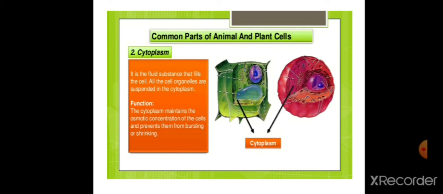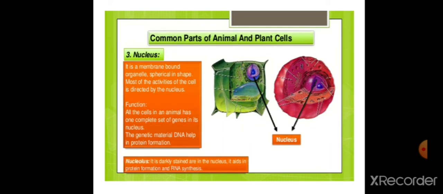I hope it's clear so far. Moving on to the next organelle, that is nucleus, the most important one. Nucleus is a membrane-bound organelle which is spherical in shape. Most of the activities of the cell are directed by the nucleus. All the activities that a cell performs, right? It is all directed by the nucleus. Who's giving the instructions? The nucleus is giving the instructions. As you all know that cells contain genes, right? So all the genetic material is present in the nucleus.